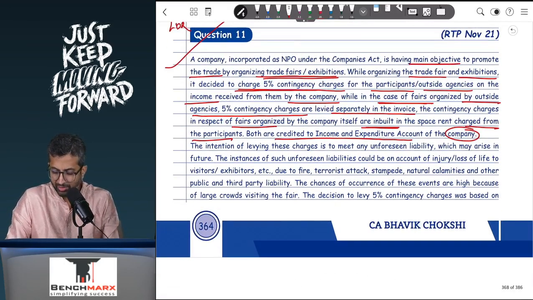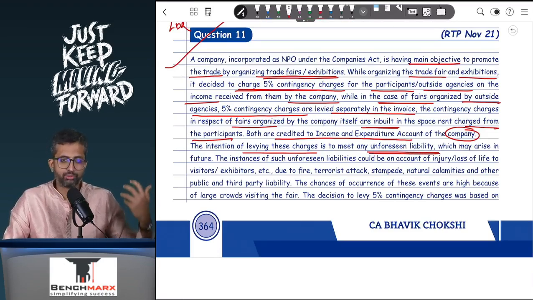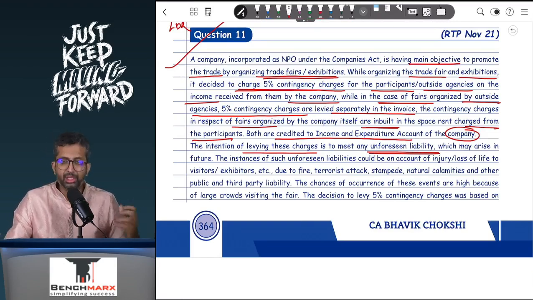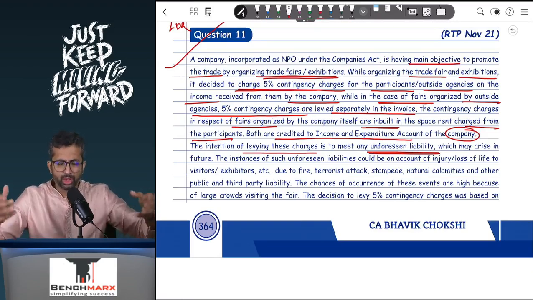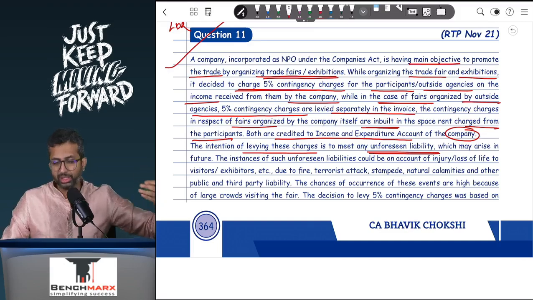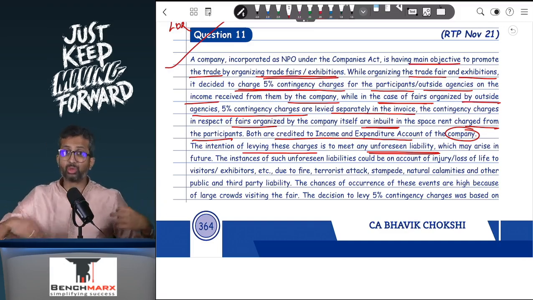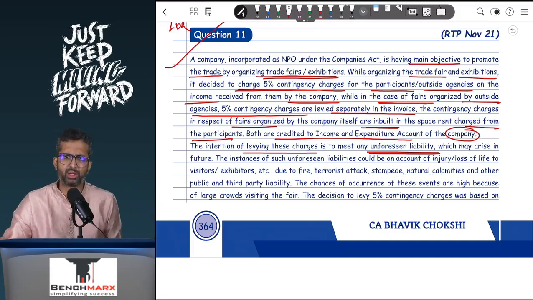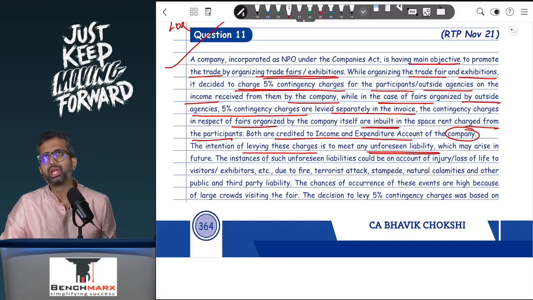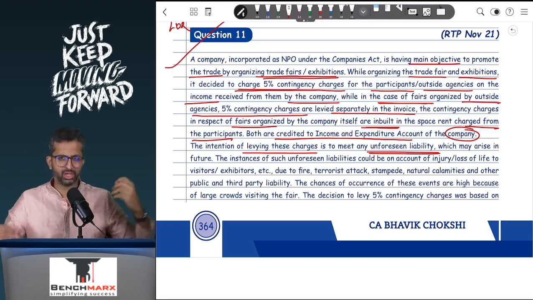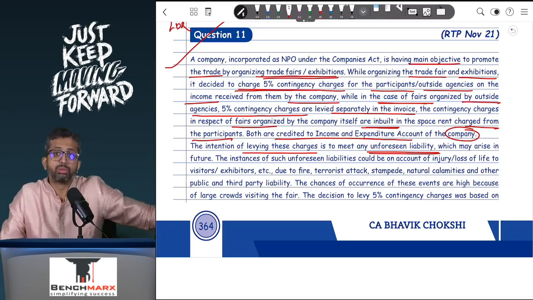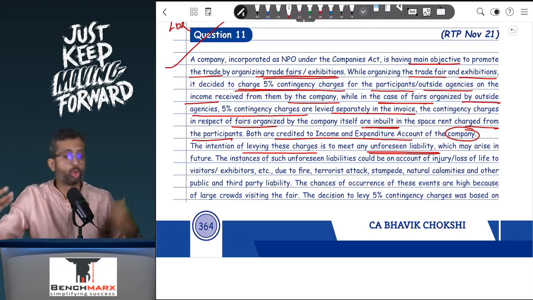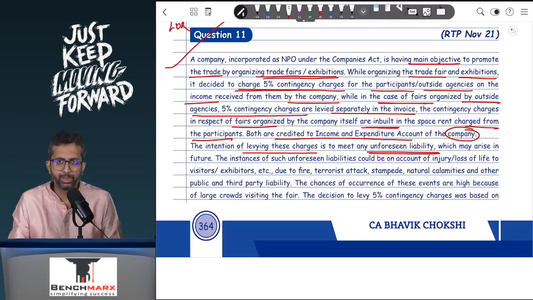The intention of levying these charges is to meet any unforeseen liability. Okay, like there can be a stampede or a calamity in a fair organized. So during that stampede or let us say a natural calamity, I'll have to incur certain expenses and hence I'm charging 5%. But can I create a provision? No, the obligating event over here, income I can recognize, but against that I can't book a provision saying that wo kharcha to hoga hi. Well, kharcha to tab hoga if there's a stampede or a natural calamity.